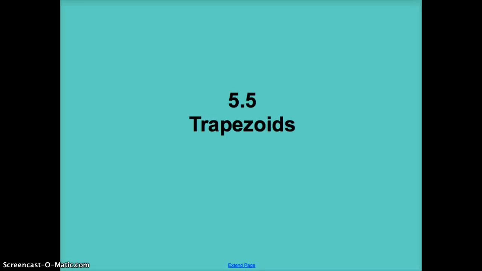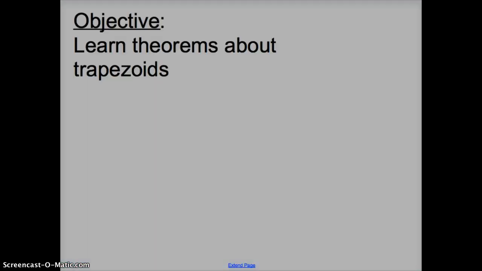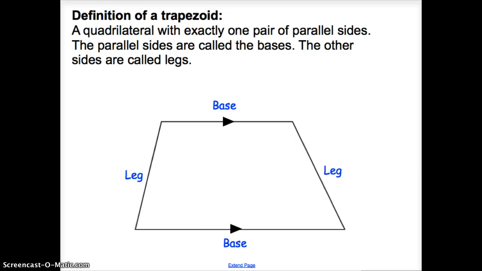In chapter 5 is about trapezoids. So obviously trapezoids are different. We're going to learn a couple new theorems of trapezoids. The definition of just a trapezoid is the fact that it's a quadrilateral, but only one pair of parallel sides, and those two are called the bases, the parallel sides are. The other two sides are called the legs, similar to like triangle terms.